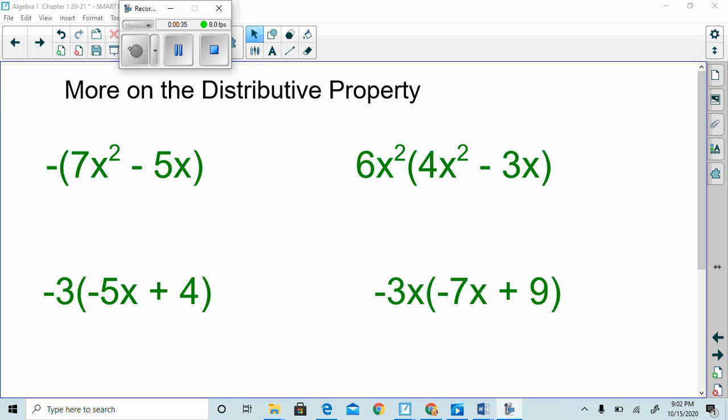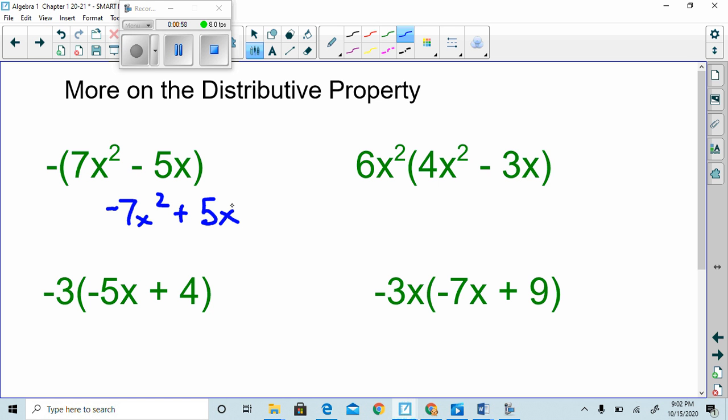In this first problem, I see a negative on the outside of the parentheses. That's just telling me the opposite of what's in the parentheses. It's also the same as if I had multiplied by -1, and by doing so, that just changes the signs within the grouping. So I'll then get a -7x squared plus 5x.